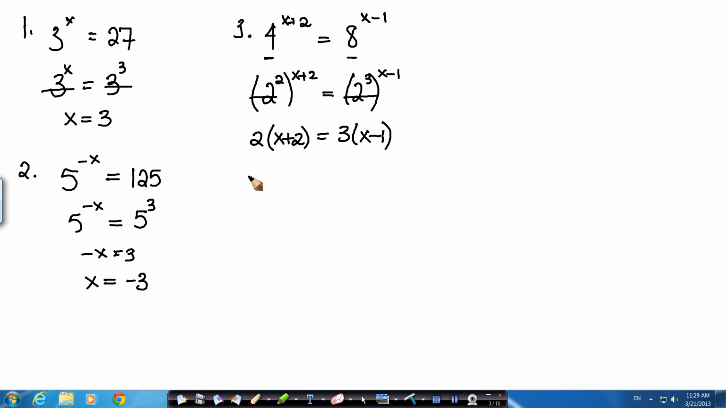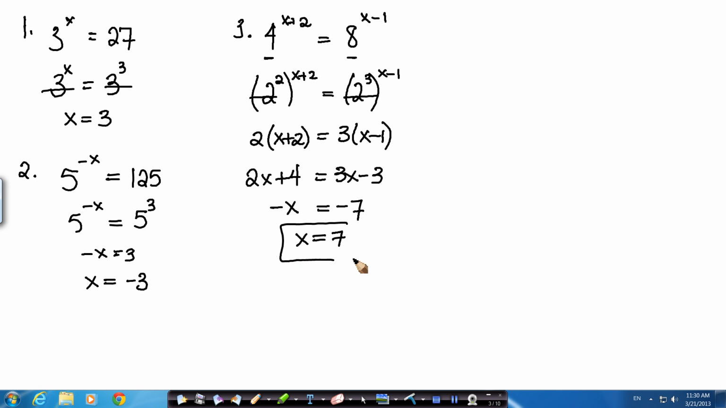So now we're down to algebra. 2x plus 4 equals 3x minus 3. Collect all of our like terms. We say 2x minus 3x, we get a negative x on this side. We subtract 4 from both sides, we end up with a negative 7 over here. So our solution is, whoops, not plus, x equals 7. I didn't box my other ones. I always ask you guys to box your answers, so I should box my answers too, right?